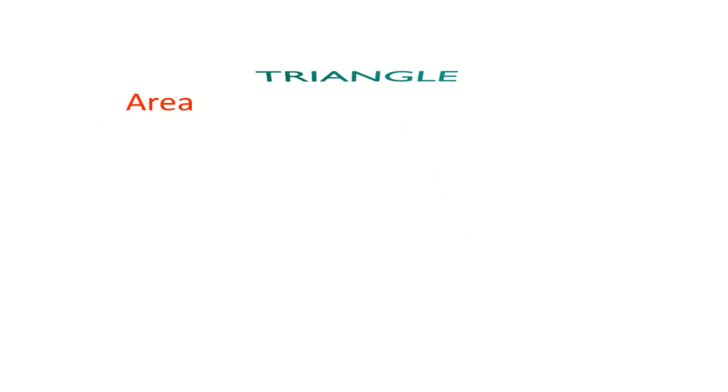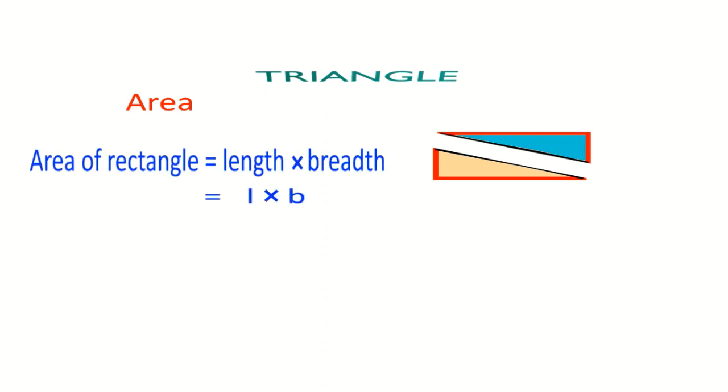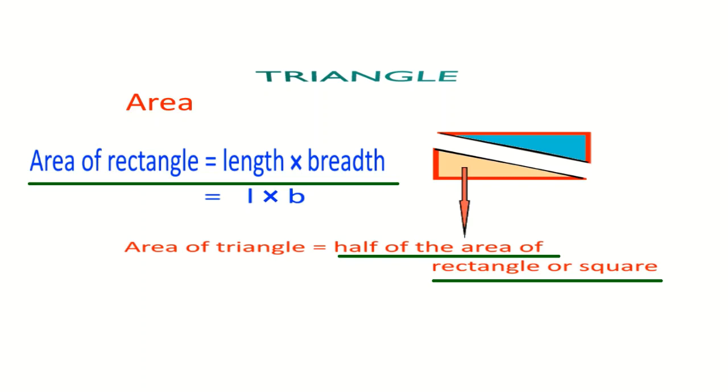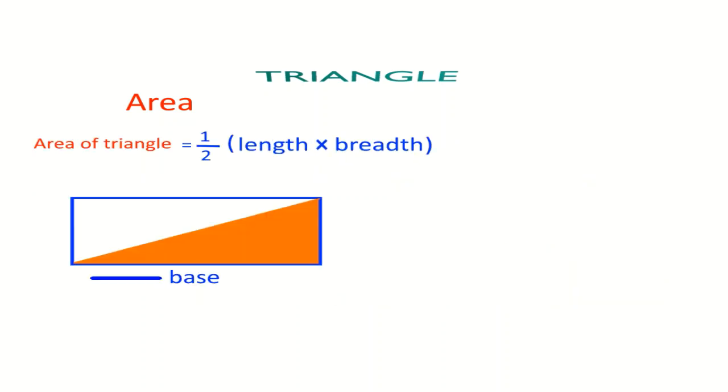We know that a triangle is half of a square or rectangle. We learned that the area of a rectangle or square is length into breadth. So the area of a triangle must be half of the area of a rectangle. That means half of length into breadth. In the case of a triangle, instead of length and breadth, we use base and height.